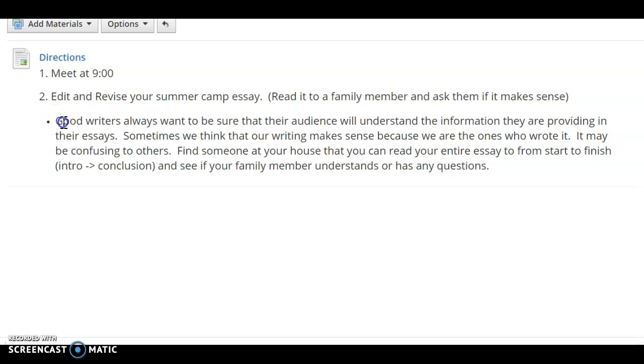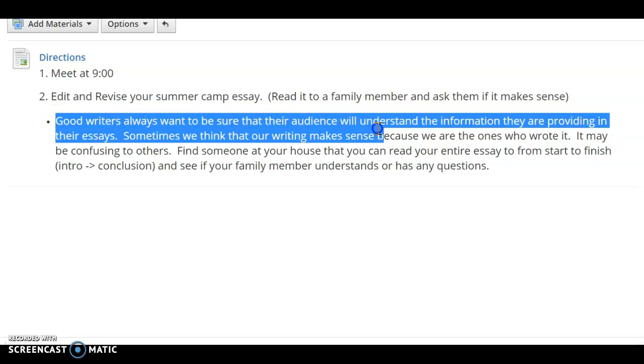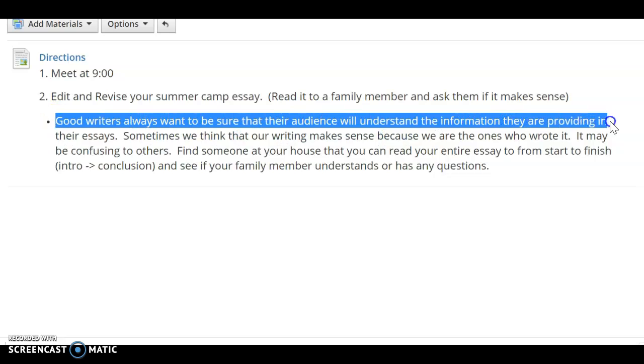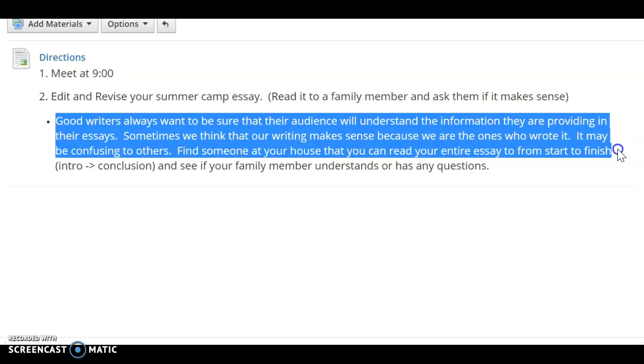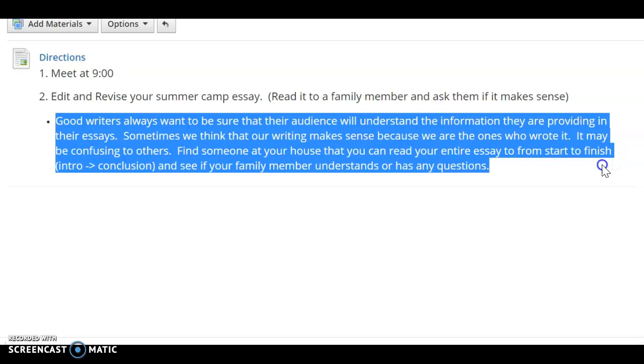So right here it says, good writers always want to be sure that their audience will understand the information they are providing in their essays. Sometimes we think our writing makes sense because we are the ones who wrote it. It may be confusing to others. Find someone at your house that you can read your entire essay to from start to finish, meaning introduction, all body paragraphs, all the way to the conclusion, and see if your family member understands or has any questions.